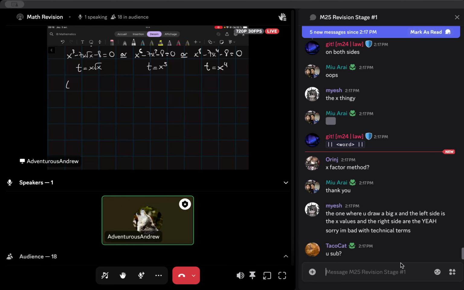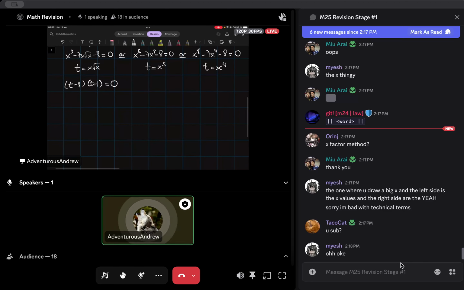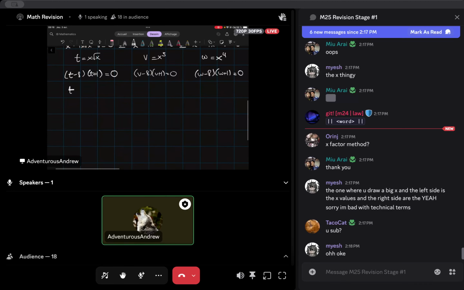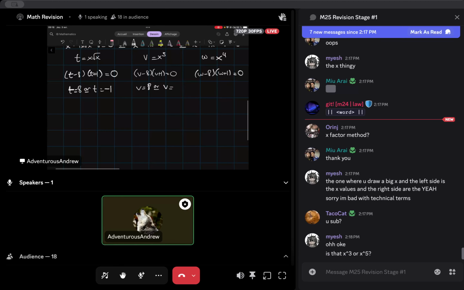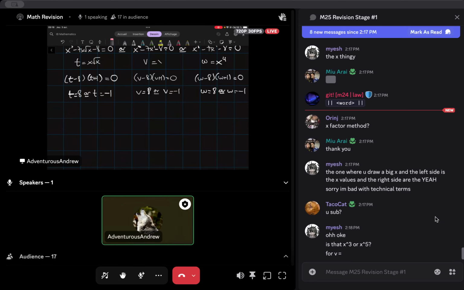But if you let t equal x root x in the first case, you should get t minus 8 times t plus 1 equals 0 after factorization. Literally the same thing over here, but just to not confuse people, I'm going to use a different letter. This implies that t is equal to 8, or t is equal to negative 1, v is equal to 8, or v is equal to negative 1, w is equal to 8, or w is equal to negative 1. X to 3.